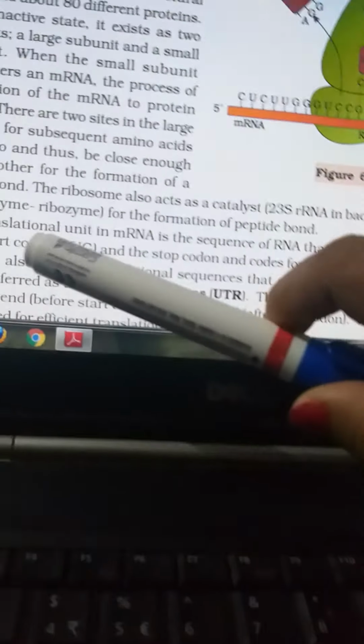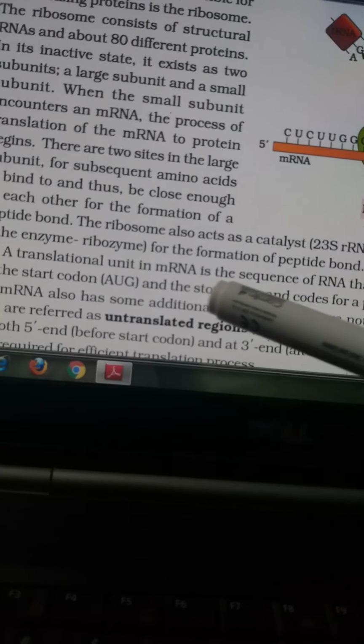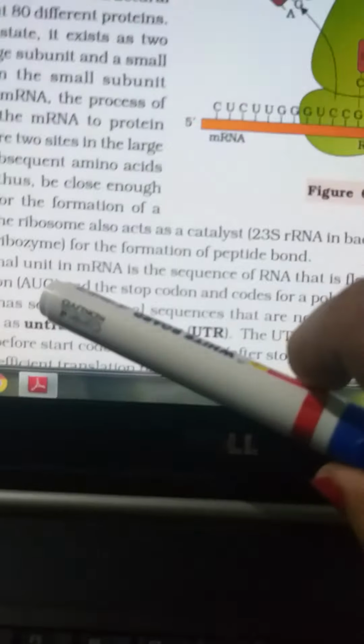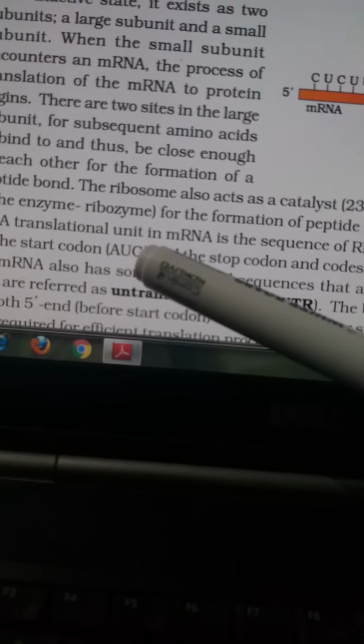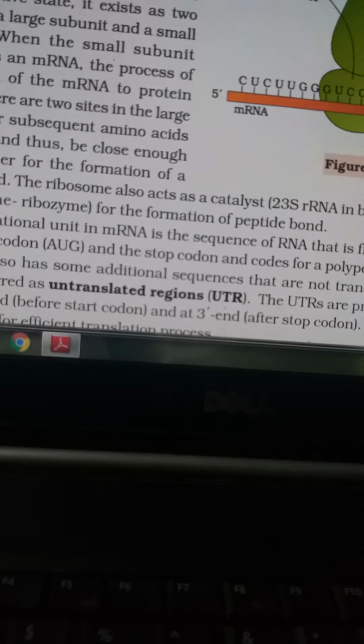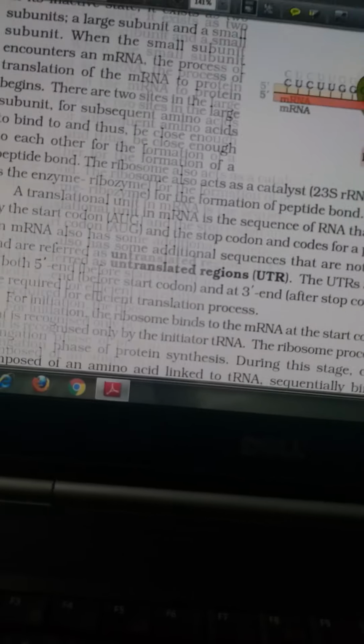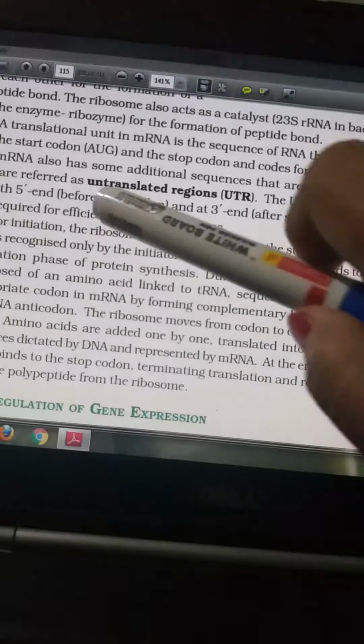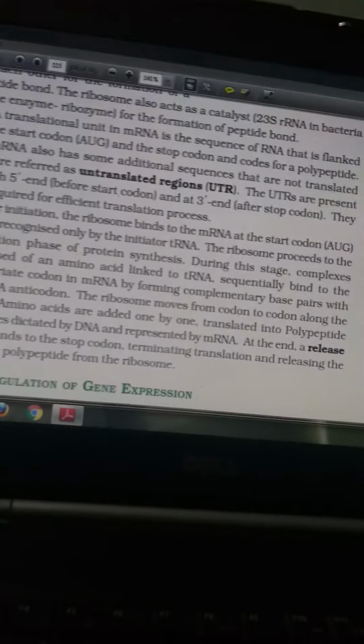And another thing, you see the translation unit of mRNA. mRNA is a sequence of RNA that is flanked by the starting codon. Obviously, some sequence is there, that is the starting codon AUG and the stopping codon for the polypeptide chain. And in the middle there are certain codons which are not coded for anything. So that particular region is known as the untranslated region.